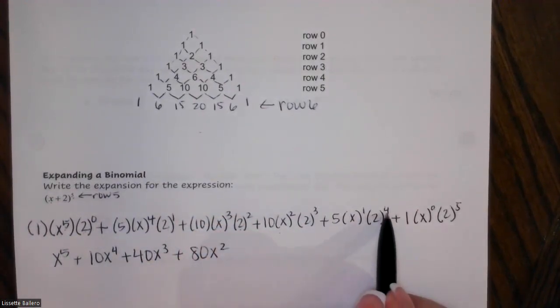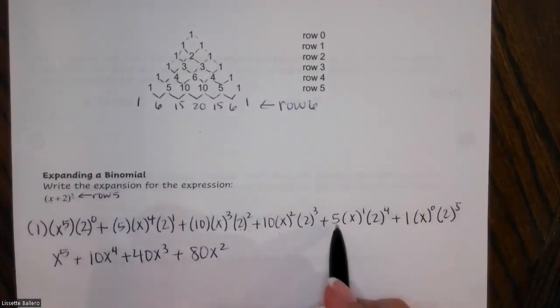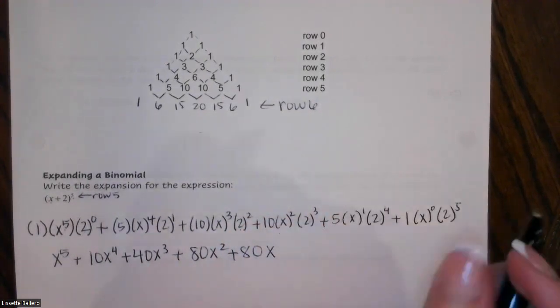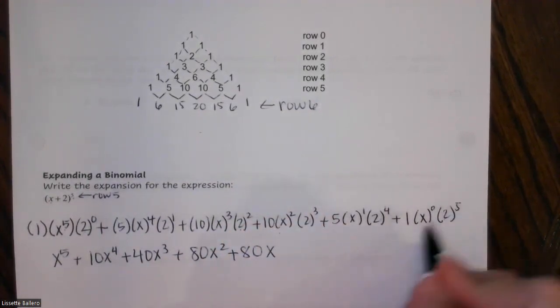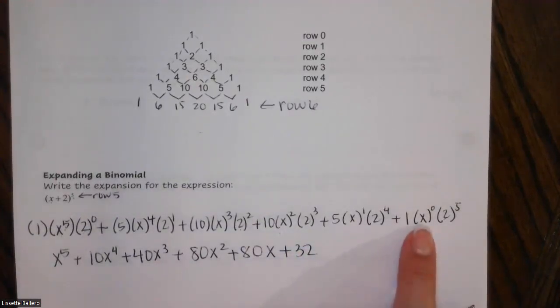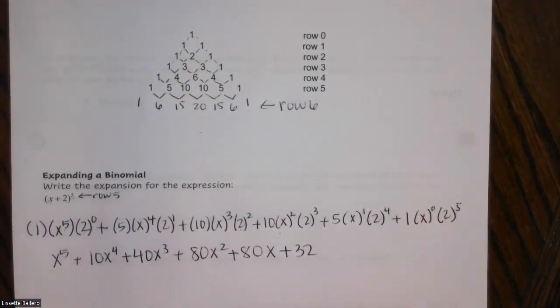Here we've got 2 to the 4th power, which is 16 times 5, gives us 80 again, x, and then 2 to the 5th power is 32. This one's not going to have an x because anything to the 0 power is 1. And so we quickly expanded that instead of having to do the multiplication of x plus 2 times itself 5 times.